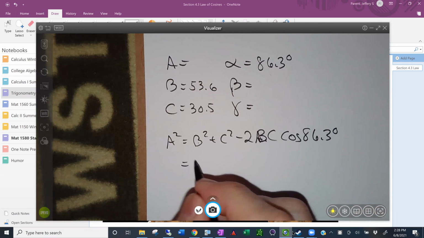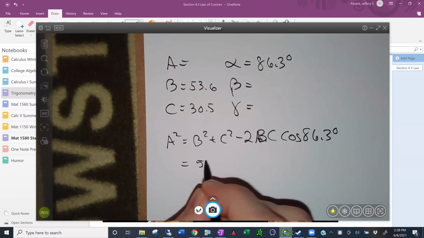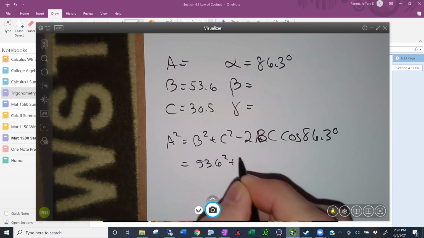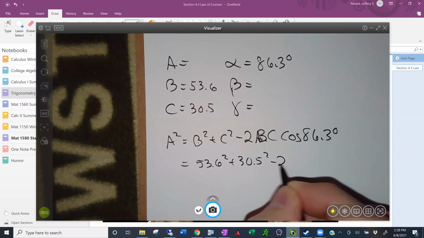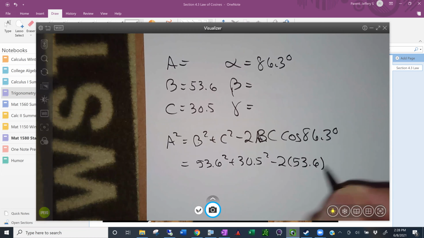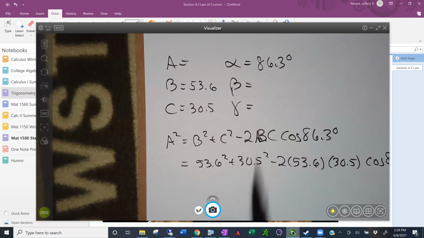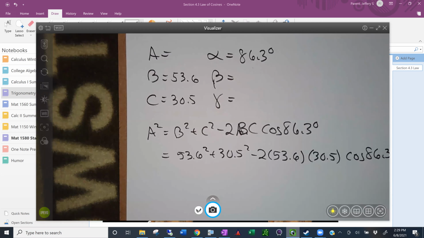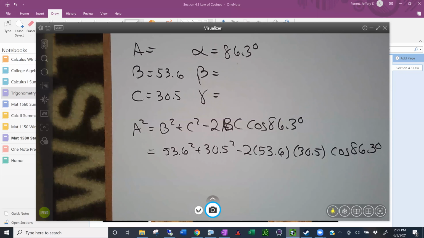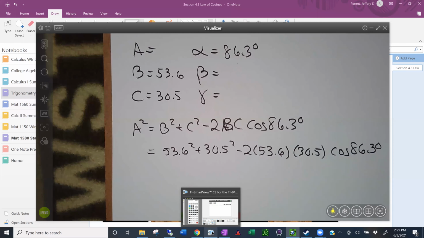Okay, let's fill everything in: 53.6 squared plus 30.5 squared minus 2 times 53.6 times 30.5 times cosine of 86.3 degrees. I was a little inconsistent here. I probably should have put cosine of alpha instead of just plugging in the angle. Obviously, this is something you want to do on your calculator, and we should be able to do this in a couple of easy operations.